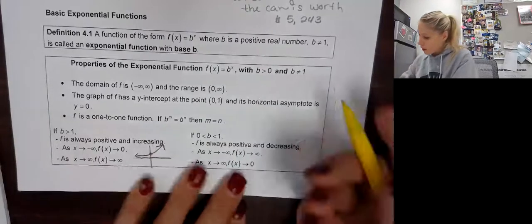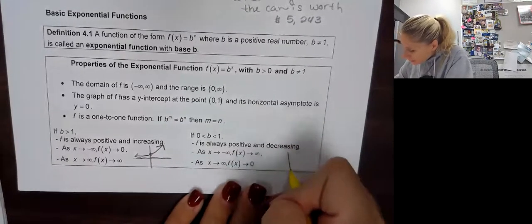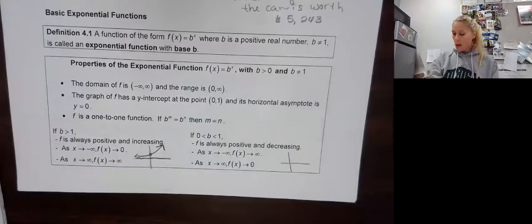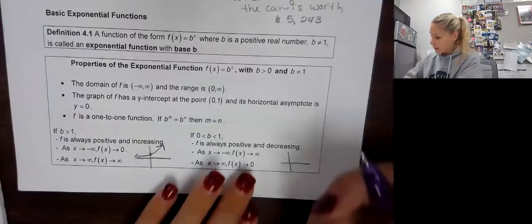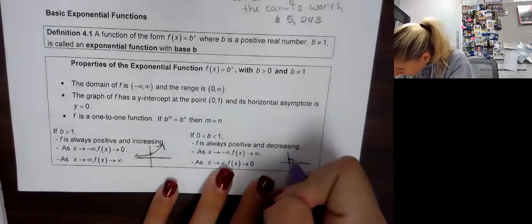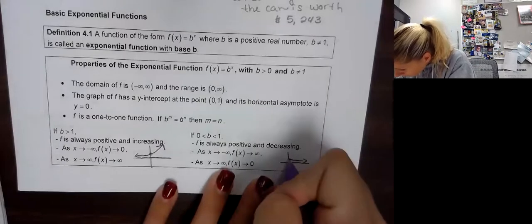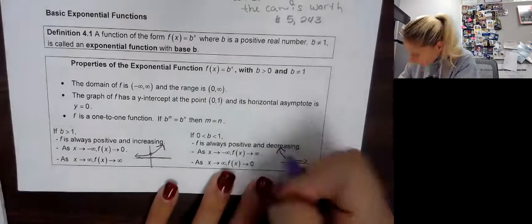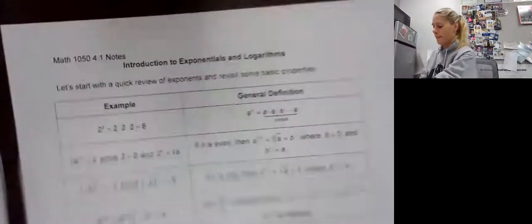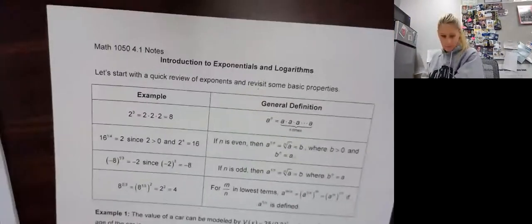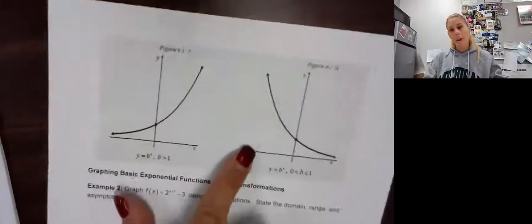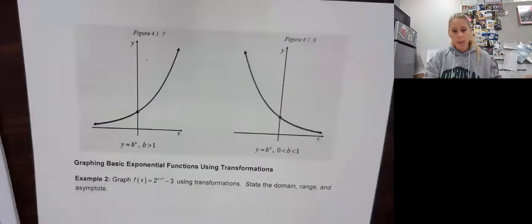Now, for b between 0 and 1, it's actually going to reflect itself, okay? So we still have (0, 1), and we still have that horizontal asymptote, okay? And you can interpret it like that. Next one. All right, so here are your graphs, which I just sketched a little bit for you.